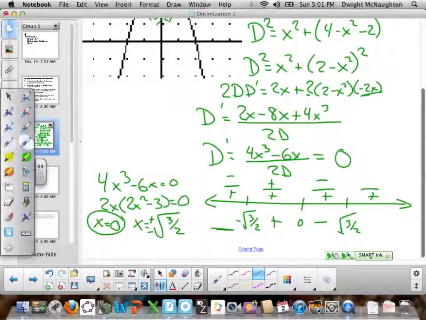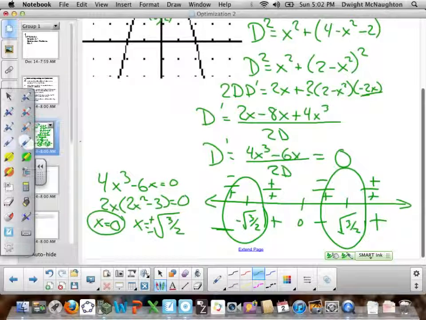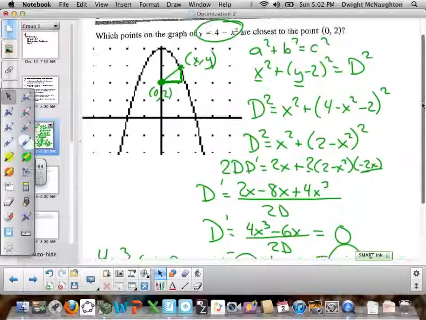So that's negative. And anything bigger than square root of 3 over 2, let's pick 100. 4 times 100 cubed is 40,000 or something around there. Minus 600 is positive. So this is positive. So the values that are closest are when x equals the negative square root of 3 over 2 or positive square root of 3 over 2. So when x is that, and then we just need to find out our y.